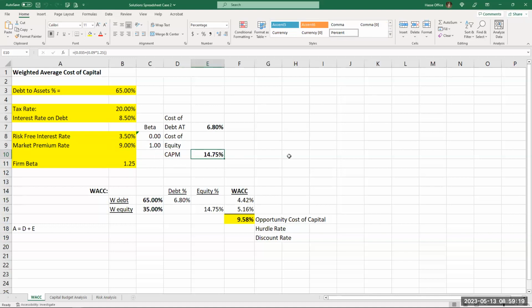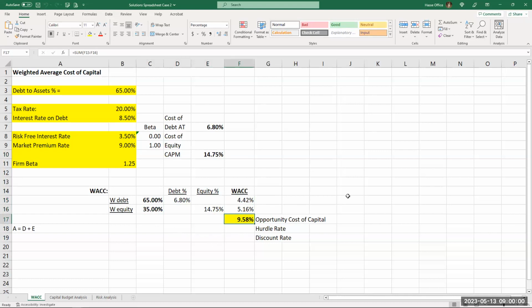The other rate you might see is the market rate. Then the market premium rate would be the market rate minus the risk-free rate. Clear as mud. So the cost of equity under the capital asset pricing model was 14.75%. Again, you weight the after-tax debt by 65%, you get 4.42, and you weight the 14.75% cost of equity by the capital structure, 35%, 5.16, and you get 9.58%.